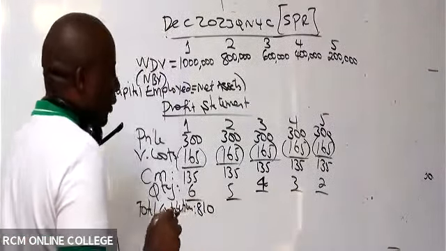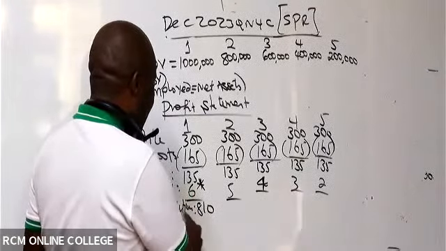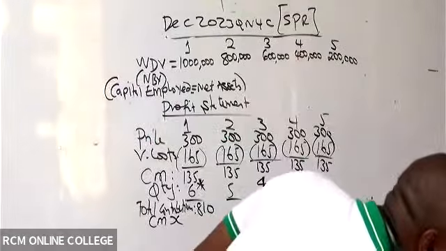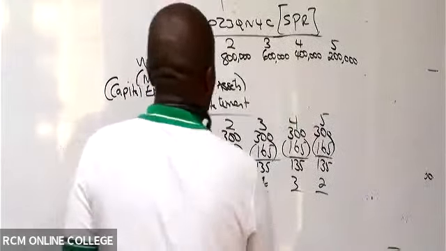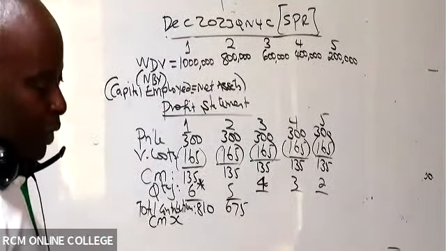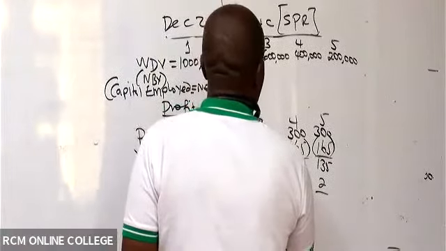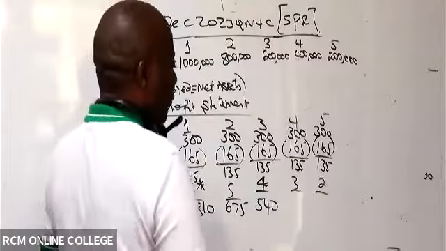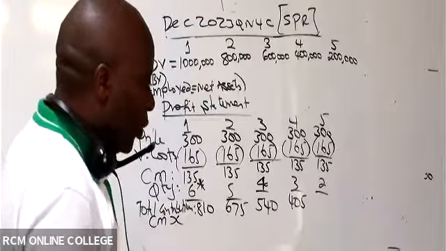Second one, 135 times 5. You can write here that you're multiplying, because this total contribution is CMX. So 675. We take on the next one, 135 times 4, we are getting 540. From there, we have 135 times 3, which gives us 405. From there, we have 135 times 2, which gives us 270.